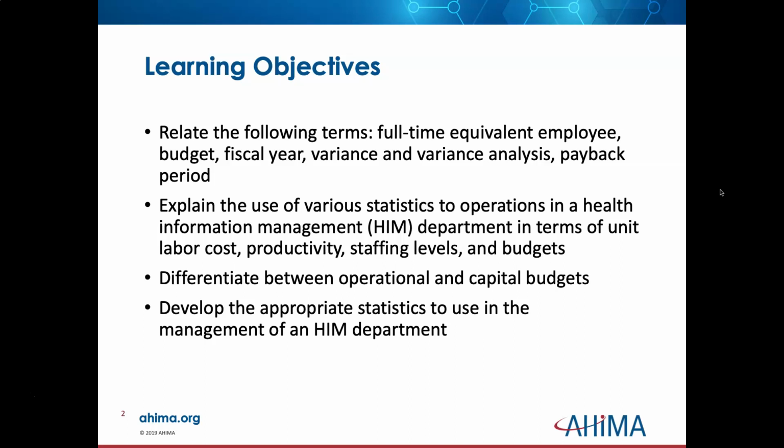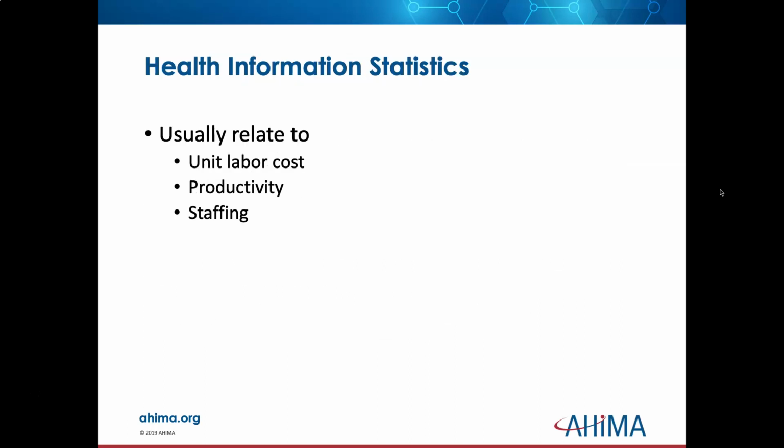We'll also be explaining the use of various statistics to operations in a HIM department in terms of unit labor cost, productivity, staffing levels, and budgets. We will differentiate between operational and capital budgets, so make sure that we know the difference between those two and what they're used for, and develop the appropriate statistics to use in the management of an HIM department. So let's talk about HIM statistics. They usually relate to unit labor cost, productivity, and staffing.